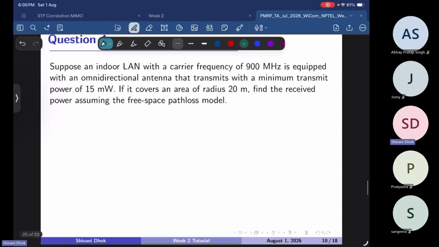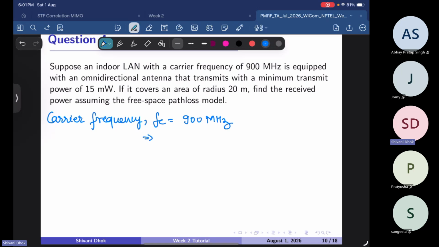Okay, so what all things are given to us? The first thing given to us is carrier frequency. So carrier frequency is 900 megahertz, which means the wavelength lambda, that is c by fc, that is 3 into 10 raised to 8 upon 900 into 10 raised to 6. This comes out to be equal to 1/3 of a meter.